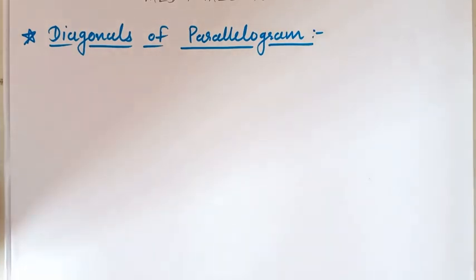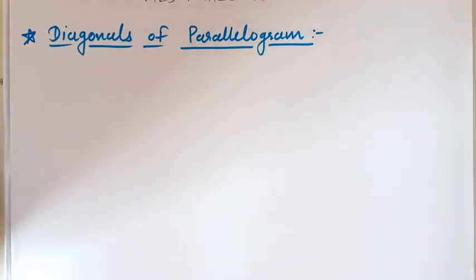In the previous video we studied a property of parallelograms about adjacent angles: adjacent angles in a parallelogram are supplementary. In today's video we are going to talk about the diagonals of a parallelogram, and which property the diagonals of a parallelogram follow.